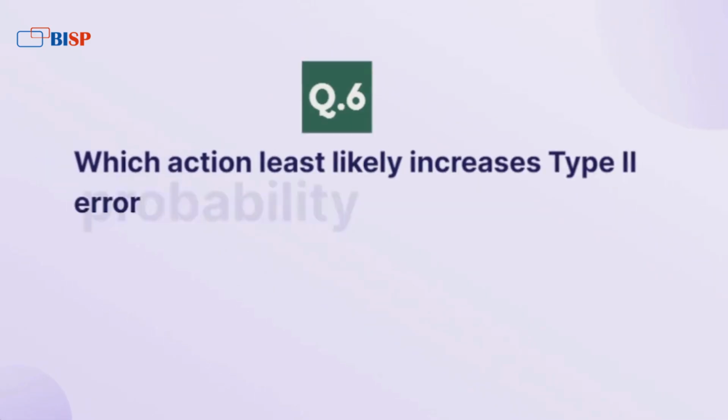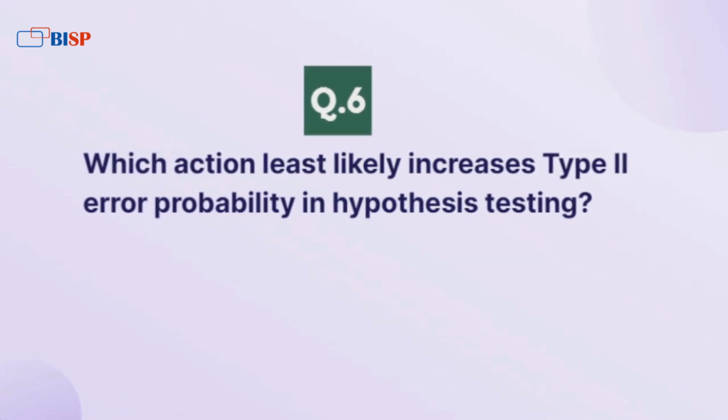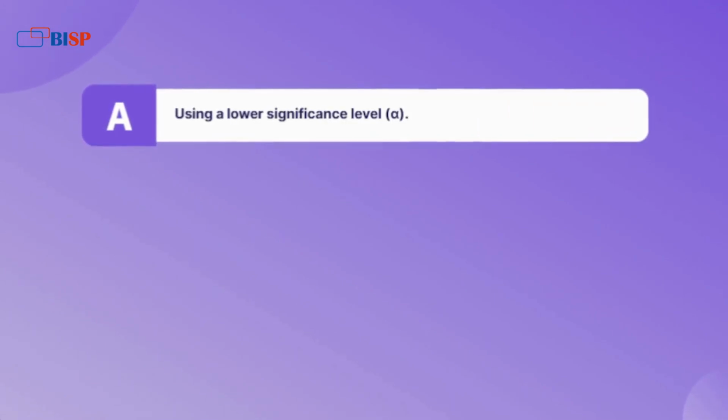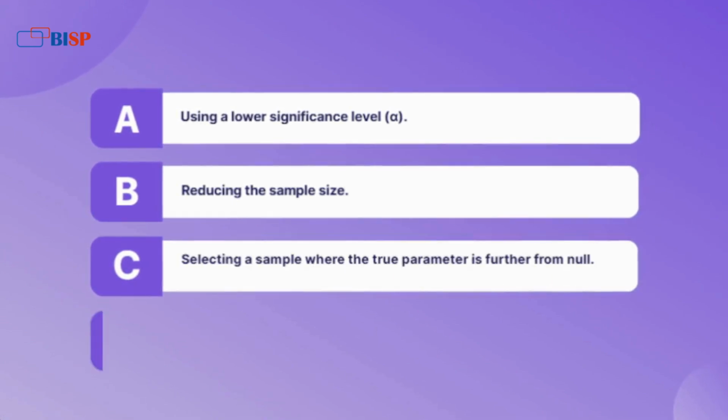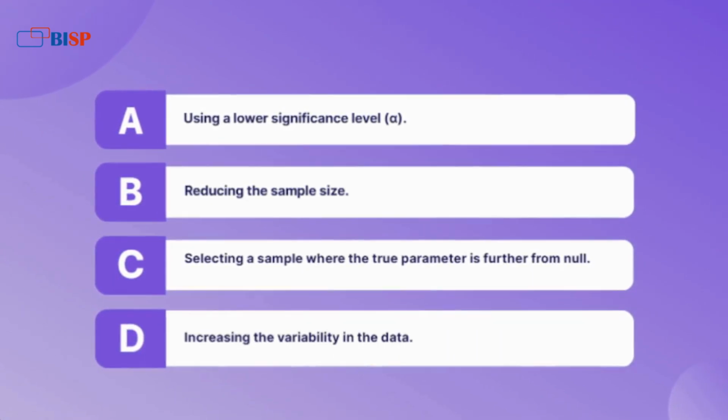Which action least likely increases type 2 error probability in hypothesis testing? A. Using a lower significance level, alpha. B. Reducing the sample size. C. Selecting a sample where the true parameter is further from null. D. Increasing the variability in the data.